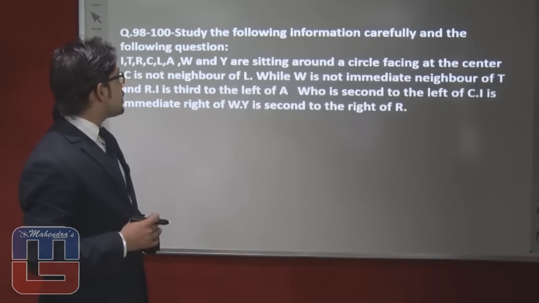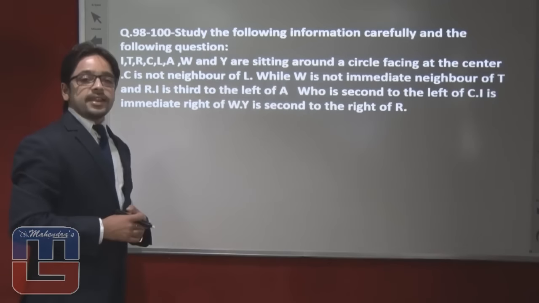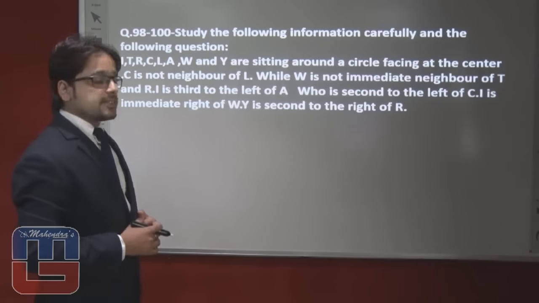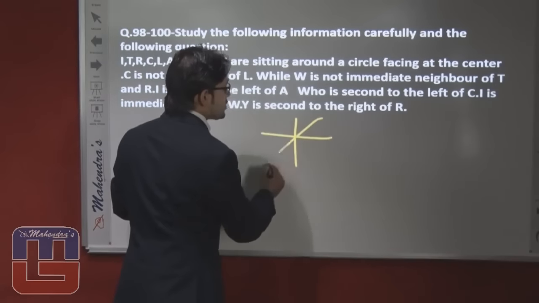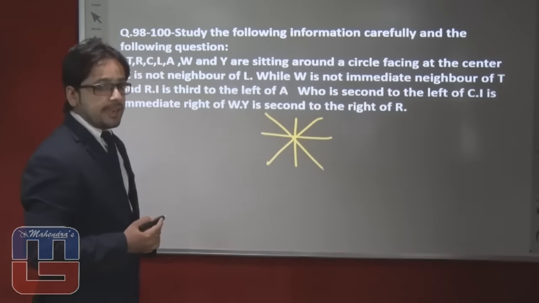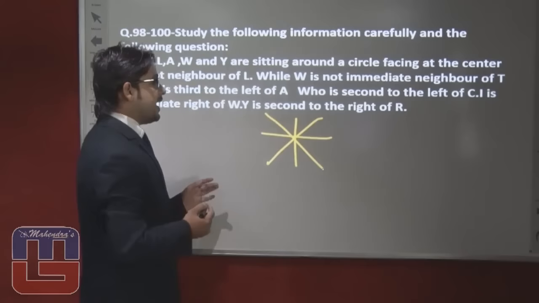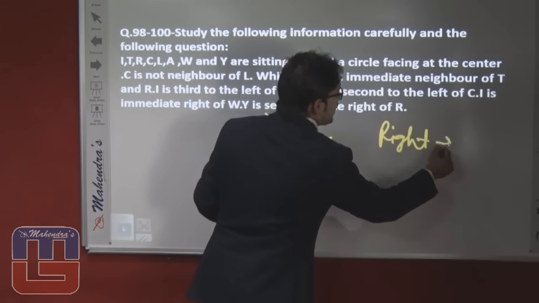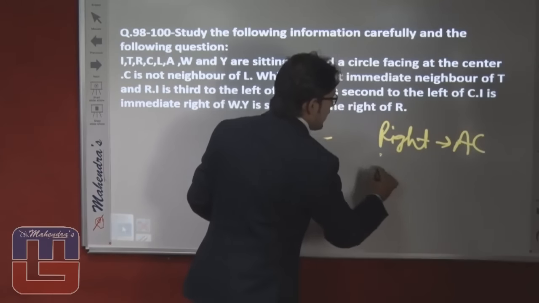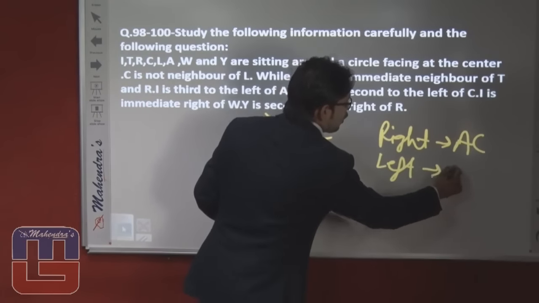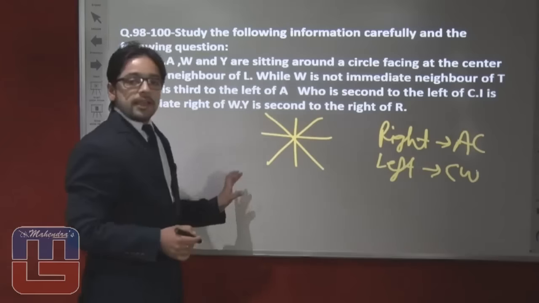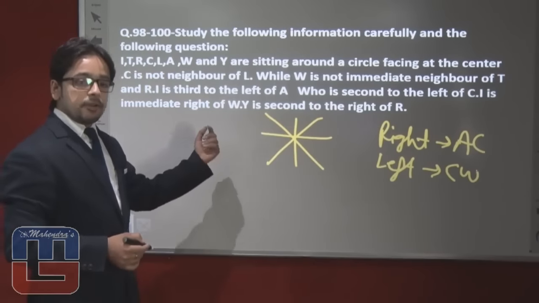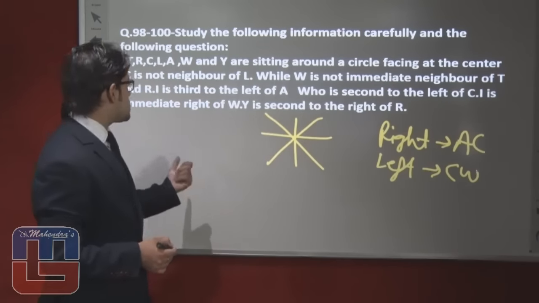Next question is: 8 members are sitting in a circle, all of them facing inside the center. 8 members are there, all of them facing inside. If all of them are facing inside, then right will be anti-clockwise and left will be clockwise. All of them facing inside the center, right will be anti-clockwise and left will be clockwise.